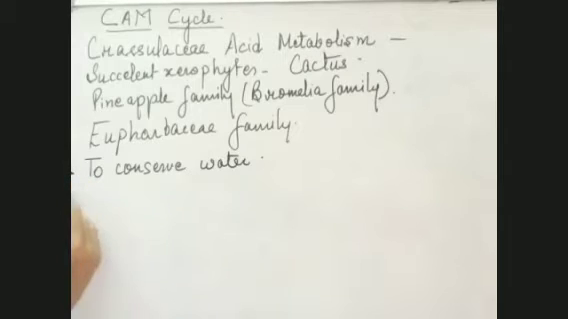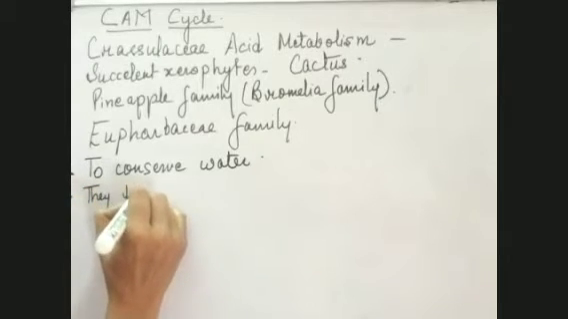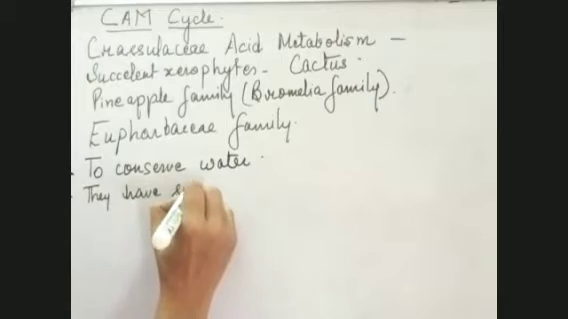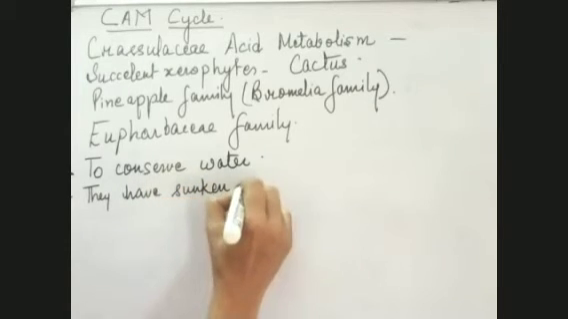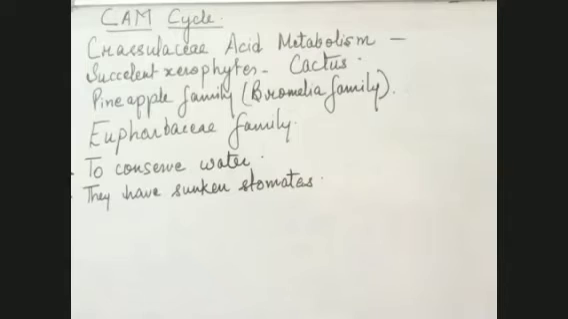That's the first thing. The second thing: for conserving water, these plants show some adaptations. What are those adaptations? They have sunken stomatas. This is the last topic of photosynthesis in higher plants.